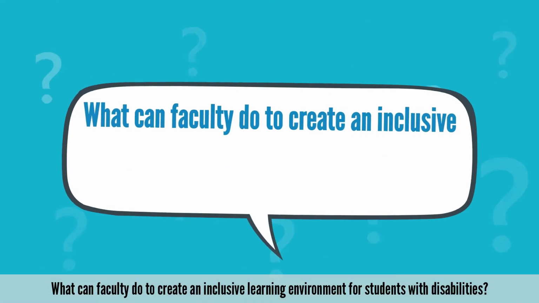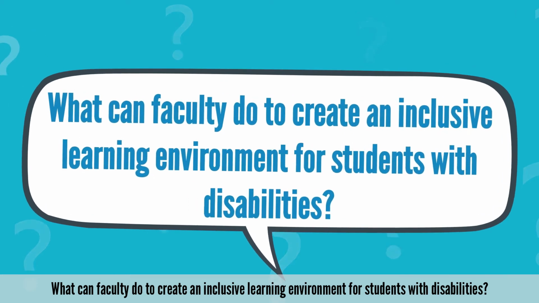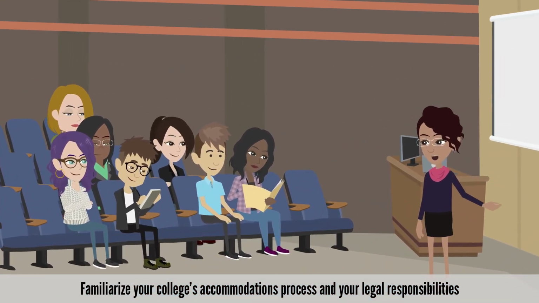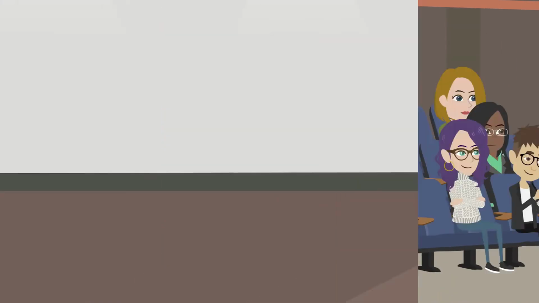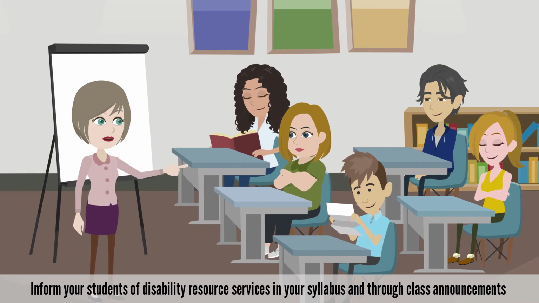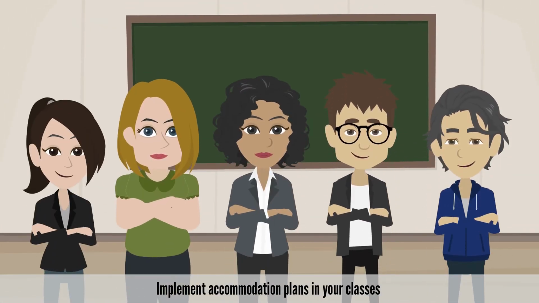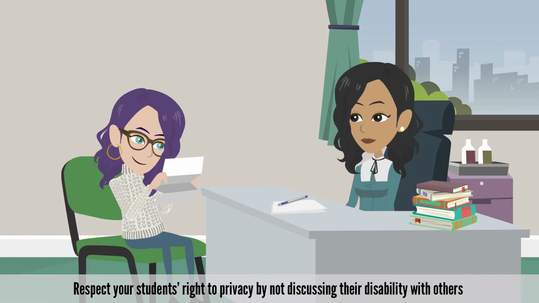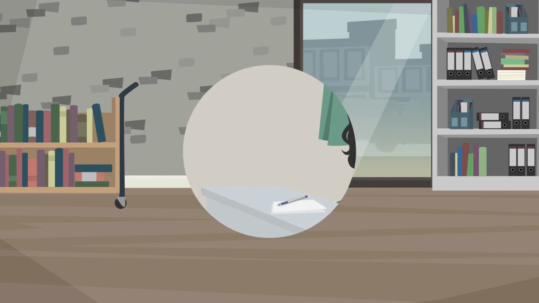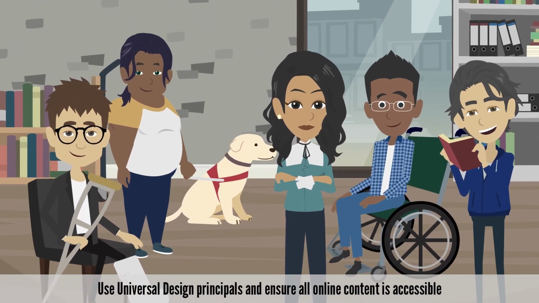What can faculty do to create an inclusive learning environment for students with disabilities? Familiarize yourself with your college's accommodation process and your legal responsibilities. Inform your students of disability resource services in your syllabus and through class announcements. Implement accommodation plans in your classes. Respect your students' right to privacy by not discussing their disability with others. Use universal design principles and ensure all online content is accessible.